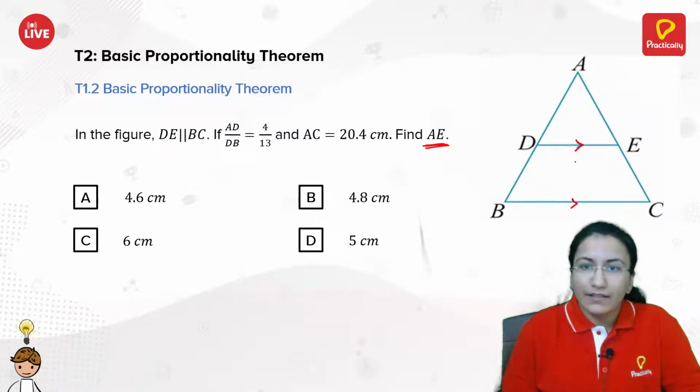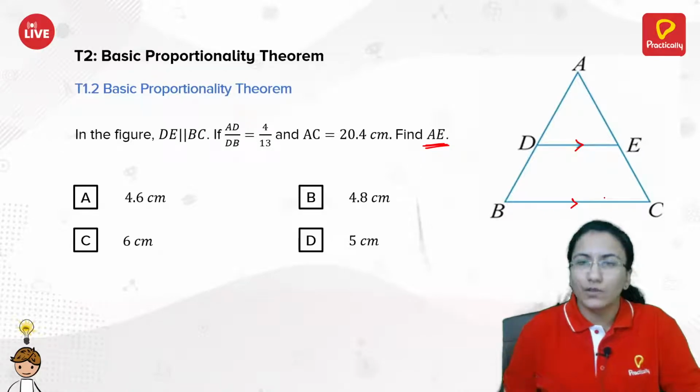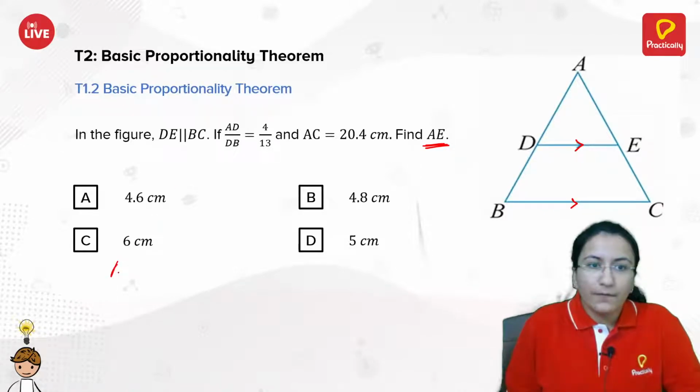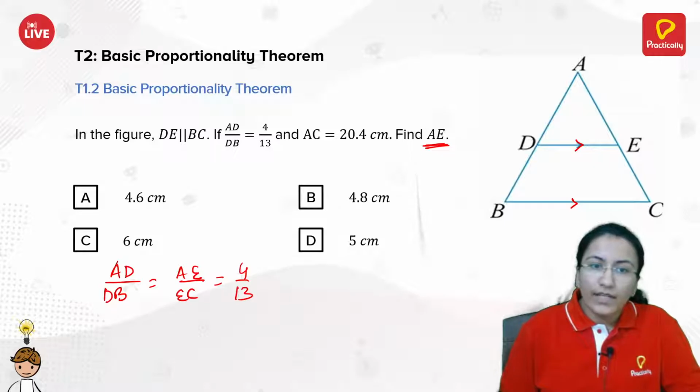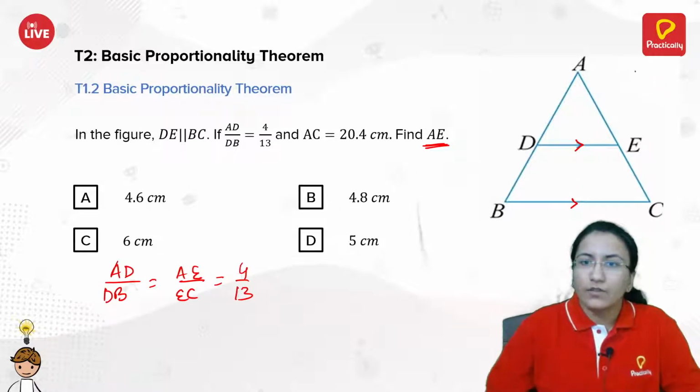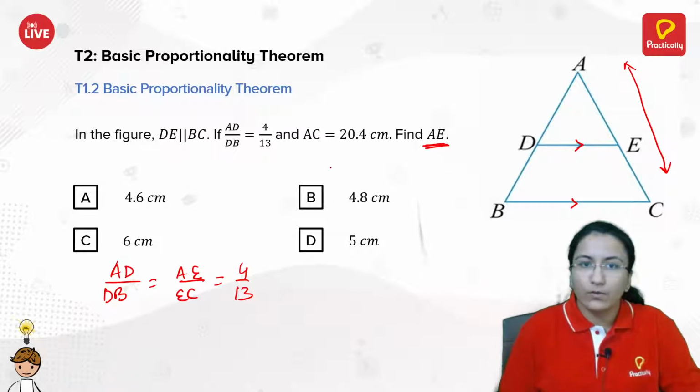It satisfies the condition of the basic proportionality theorem because DE divides two sides of the triangle and is parallel to the third side. That means we have AD by DB equals AE by EC, and AD by DB is given to be equal to 4 by 13. Now for AE by EC, you only have the complete length. AC is given as 20.4 centimeter. You don't have AE or EC, right? You don't have these lengths.